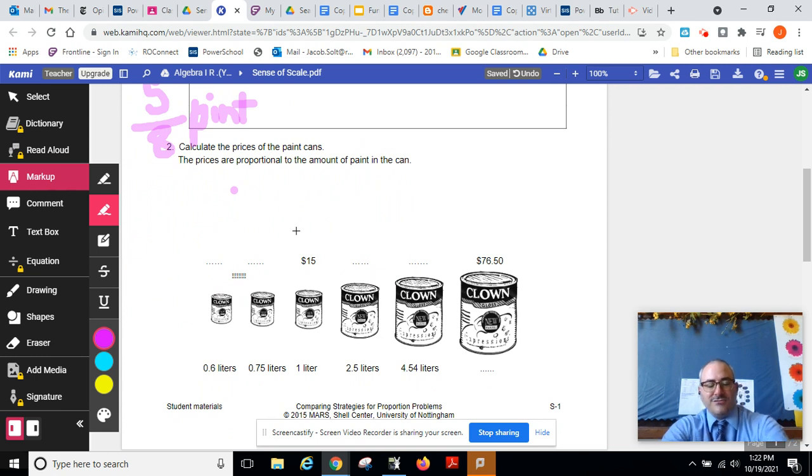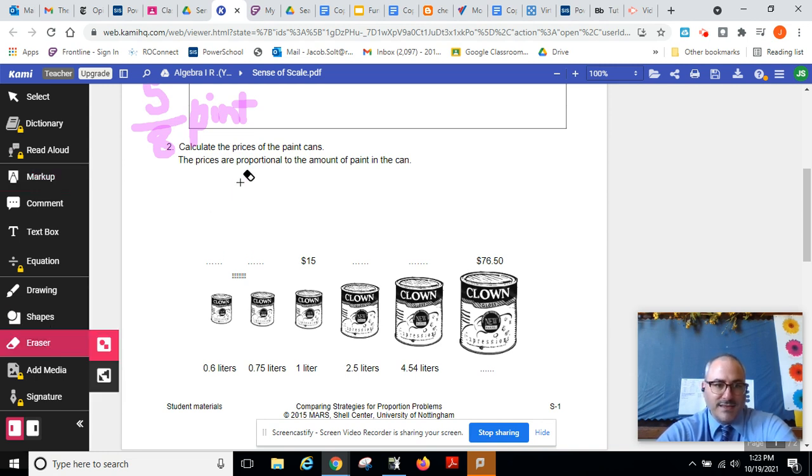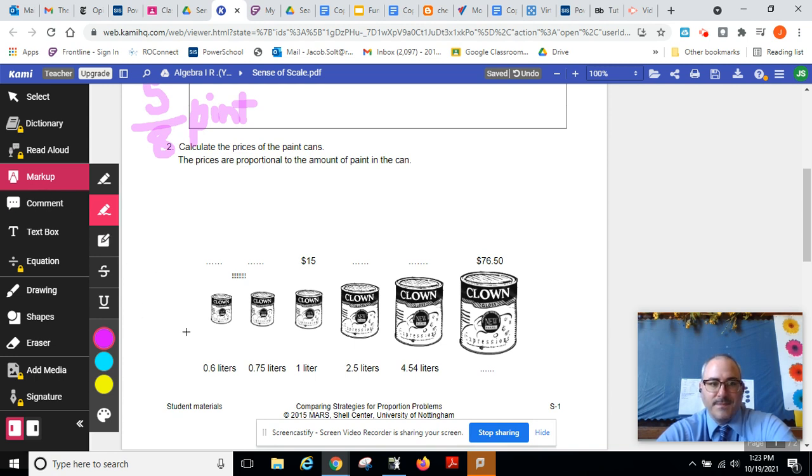All right, we're going to calculate prices of paint cans next. The prices are proportional to the amount of paint in the can. So we're working with proportions. A liter is $15. So what would 2.5 liters be? Think about that. Pause me. Think deep. See if you can solve this on your own. Maybe you can.